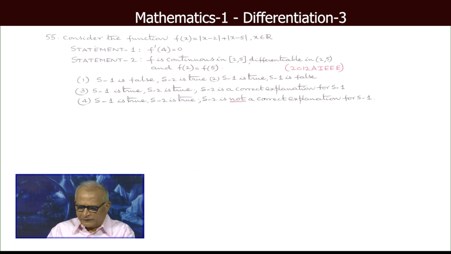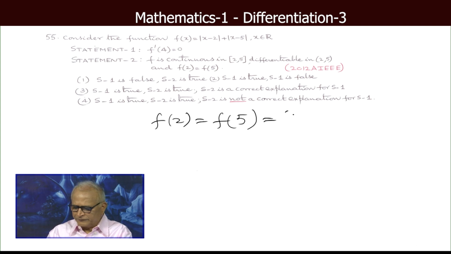And f(2) equal to f(5), that is equal to 3. So, f clearly satisfies the conditions of Rolle's theorem on the closed interval [2, 5]. So, what all can you say using Rolle's theorem? You can only say that there is some point c in the open interval (2, 5) where f' has a value 0. The derivative f' vanishes at some interior point of the interval (2, 5). You do not get that point exactly equal to 4. So, statement 2 does not lead to statement 1.